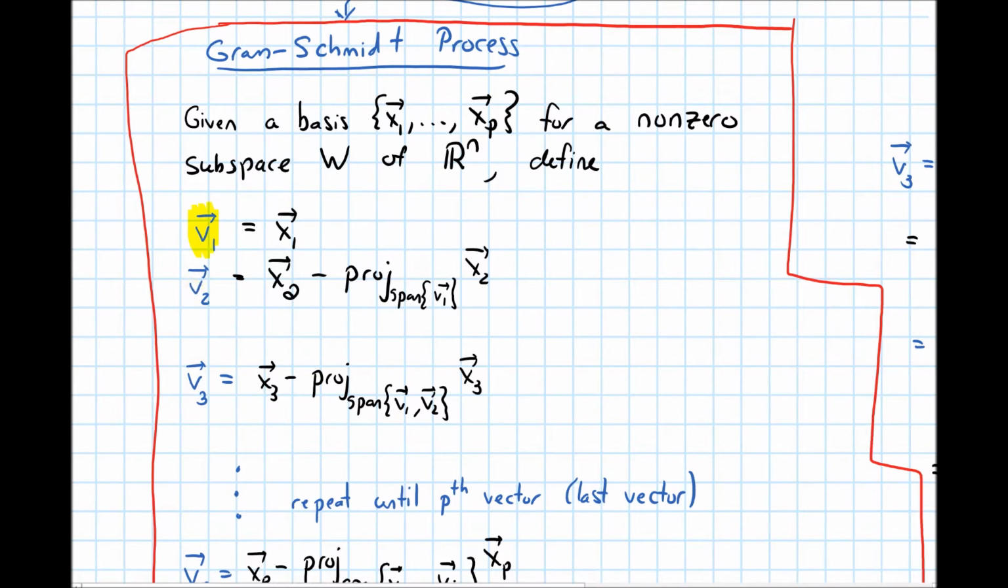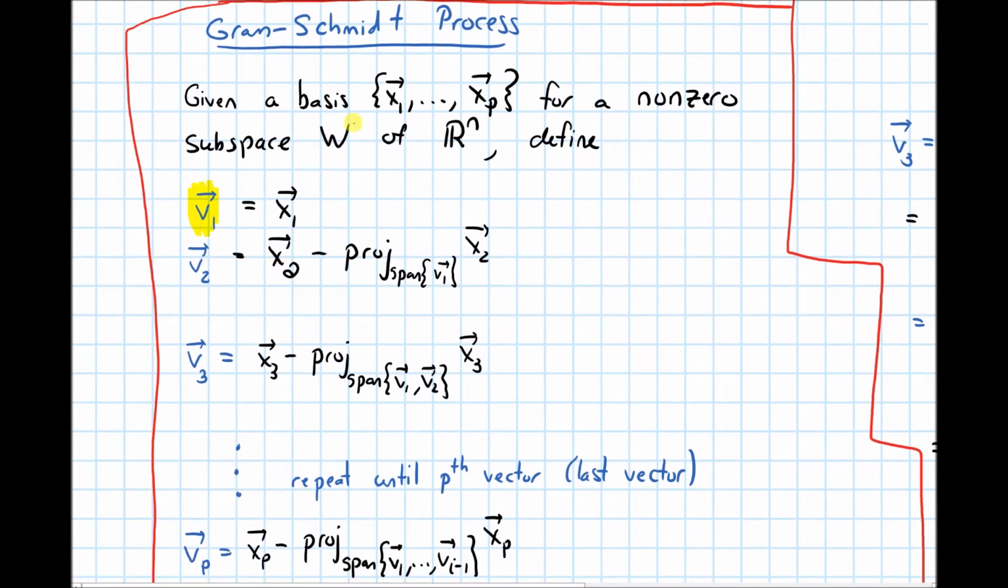So v2, the next orthogonal vector, is going to be the second vector in the set, x2, minus the projection of x2 onto the span of v1. And the reason for that is we've seen this type of vector before, taking a vector minus its projection. And we've seen that that ends up being orthogonal to the thing that we're projecting onto. In this case, we're projecting onto v1. So this is going to end up being orthogonal to v1, or I can say to the span of v1. After I detail the Gram-Schmidt process, I'll draw a picture to explain what's going on here exactly.